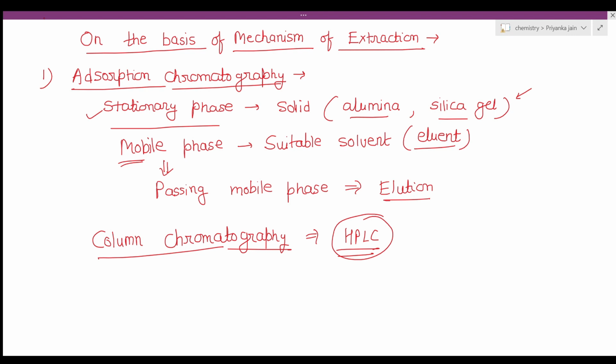Another important technique for adsorption chromatography is thin layer chromatography, which we will see at the end of this lecture. So in total, in adsorption chromatography, the solutes separate based on their ability to adsorb on the solid stationary phase. This whole technique is based on the method of adsorption: how strongly any substance gets adsorbed on the stationary phase or on the mobile phase.